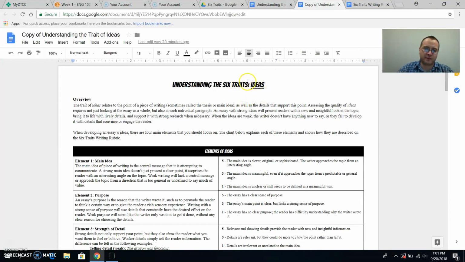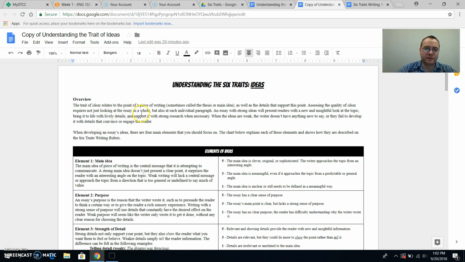This one, for example, is about ideas. The first page is all about showing you how that trait takes shape, okay? What it looks like in writing. What does it mean if it's good, and what does it mean if it's bad? What are the descriptors that help you determine different types of that trait, different levels of that trait?